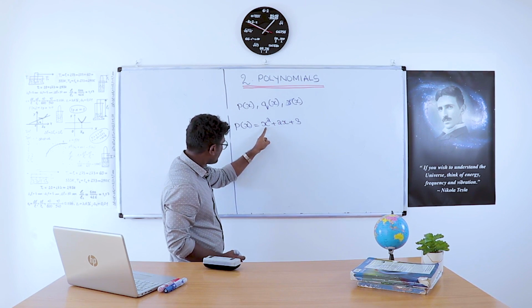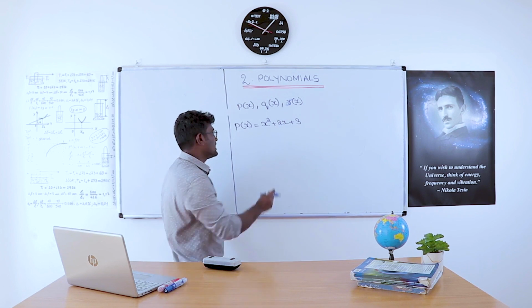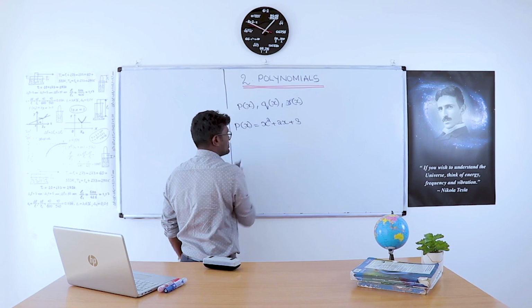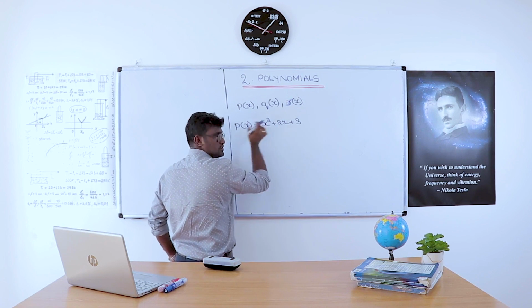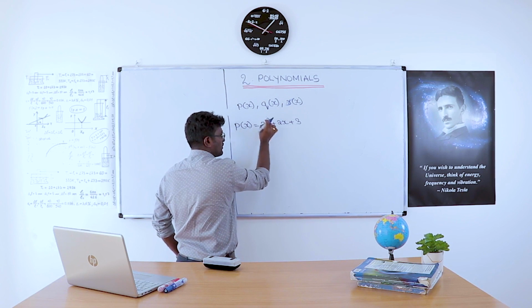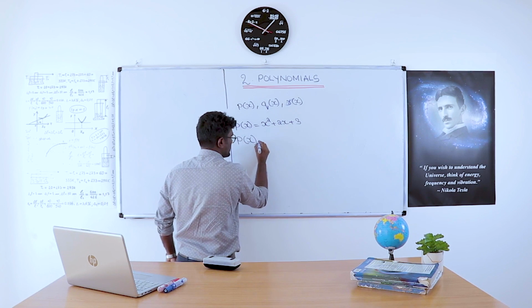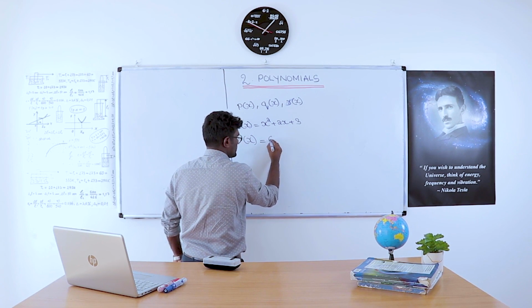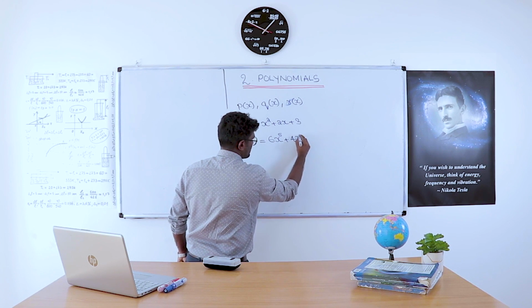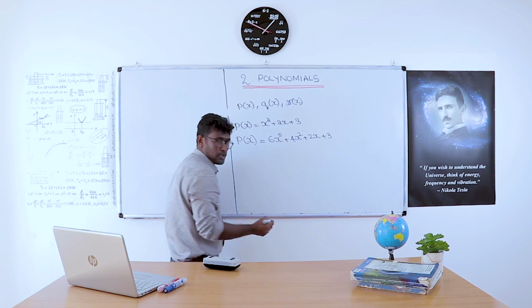That means the variable has a power 2 here. The variable has a power 1 here. That simply means that the highest power of the variable is 2. So just keep it in your mind that the highest power of the variable is 2. So another polynomial is p of x is equal to 6x raised to 5 plus 4x square plus 2x plus 3, which is also a polynomial.